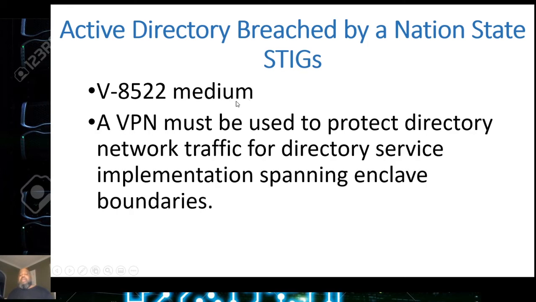A VPN must be used to protect directory network traffic for directory server implementations spanning enclaves and boundaries. So a lot of times you have different Active Directory forests in different locations, different domains, right? So you want to control that traffic to go through a VPN.